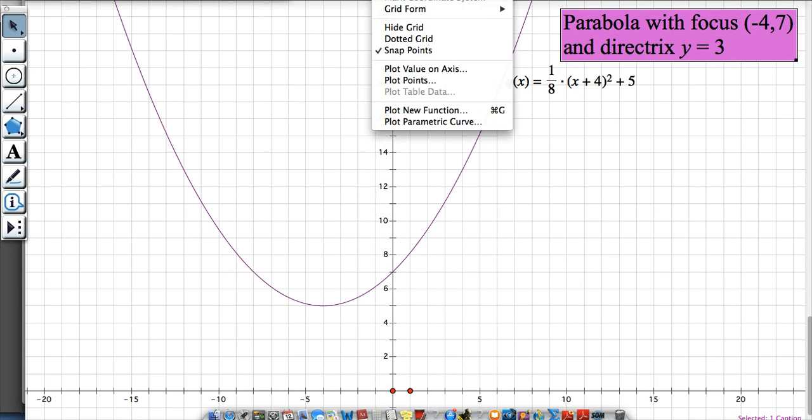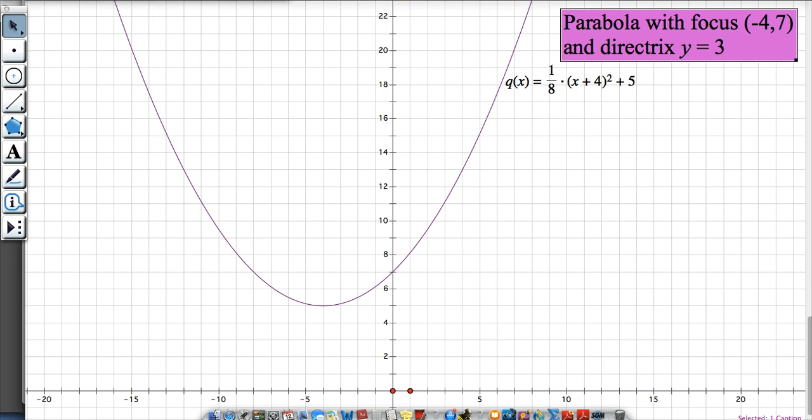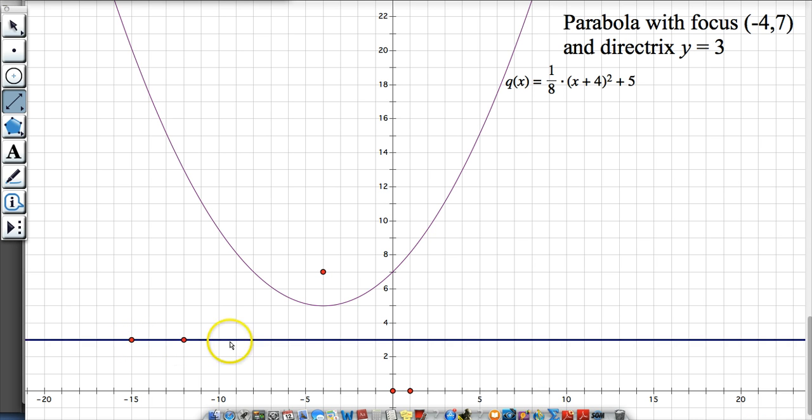So within Sketchpad, I want to make sure I'm on snap points, and I am. Okay, I'm going to grab a point and put one at (-4, 7). So let's see, -4 right about there, 7 right about there. And I also want to graph the directrix. So for that, I'm going to get the line tool. And we want y equals 3. So I'm just going to pick any point that has a y coordinate of 3, and then another point that has a y coordinate of 3. Okay, so that's the line y equals 3.